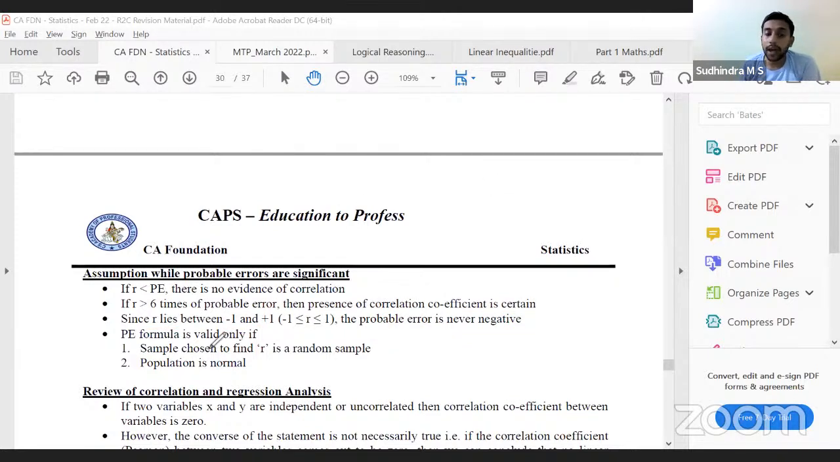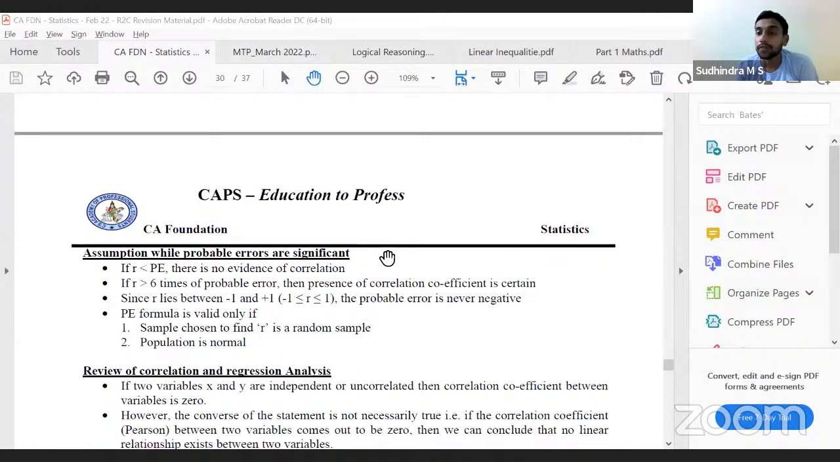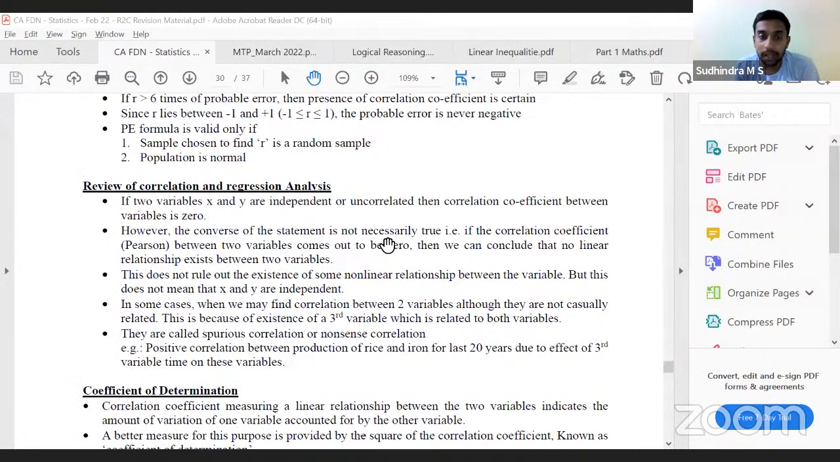This probable error formula is valid only if the correlation that we have calculated is from a random sample and the population is normal. The population should be normal and the sample should be taken using random sampling. Only then does the probable error concept hold good.